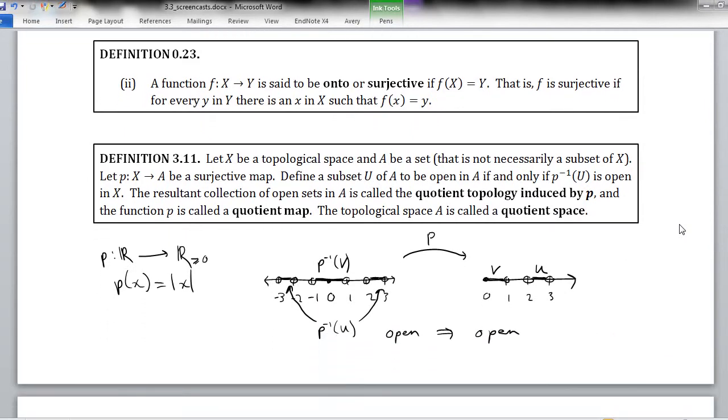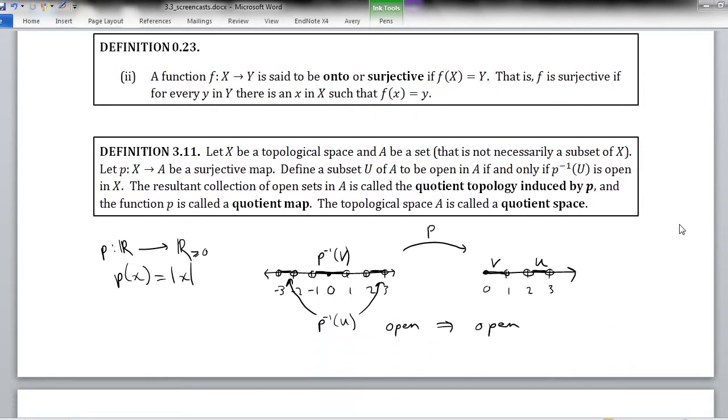Good. Well, let's actually define the quotient topology using all this stuff. Definition 3.11, let X be a topological space and A a set. It is not necessarily a subset of X. And suppose we have a surjective function p from our topological space X to our new set A. We want to define a topology on A using the topology on X.